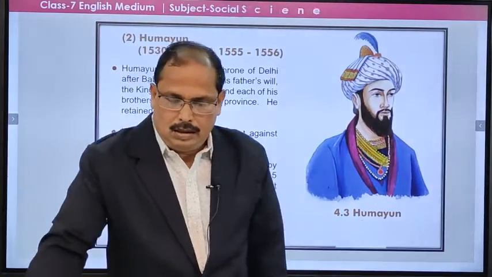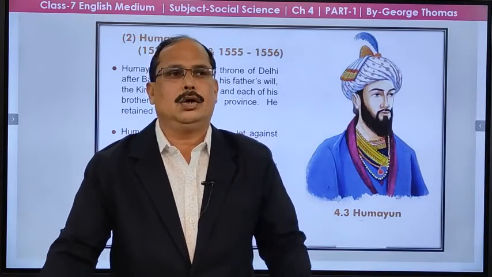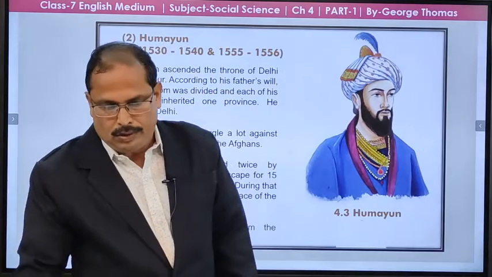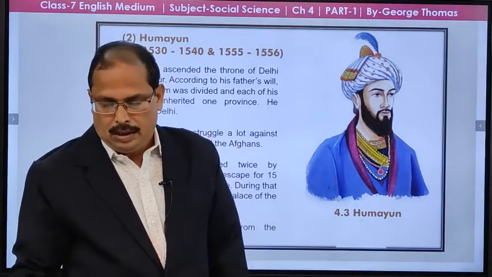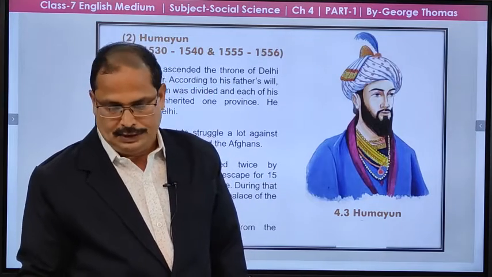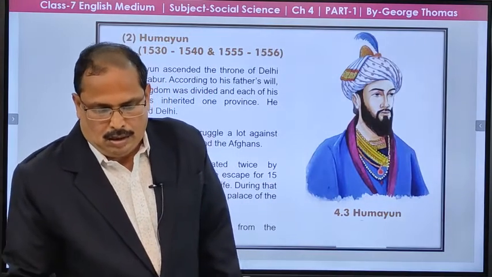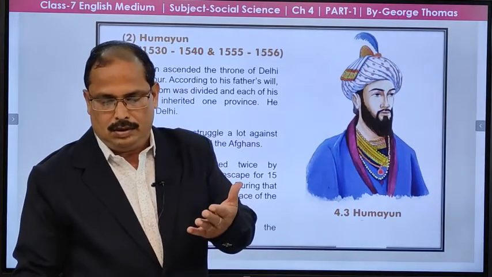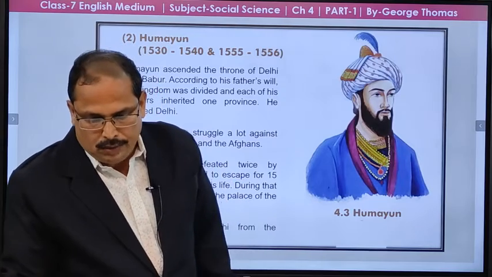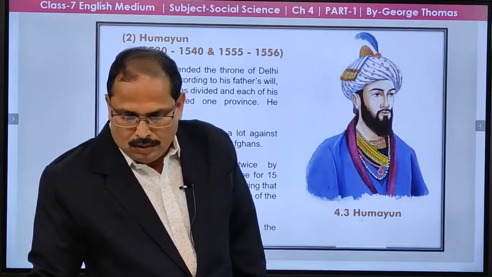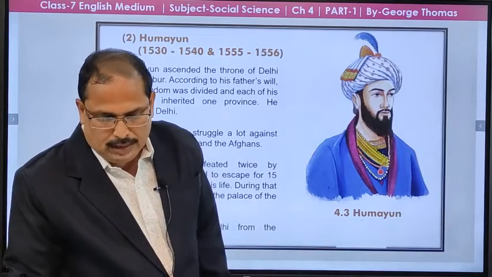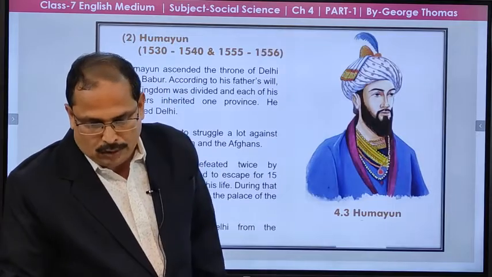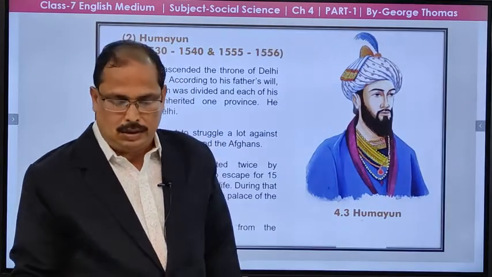And after Babar, his son Humayun became the ruler of Delhi. Humayun ruled from 1530 to 1540 and 1555 to 56. As per the will of Babar, Humayun divided his kingdom into different provinces, and each brother inherited one province each. And Humayun was able to retain Delhi and the surrounding areas.